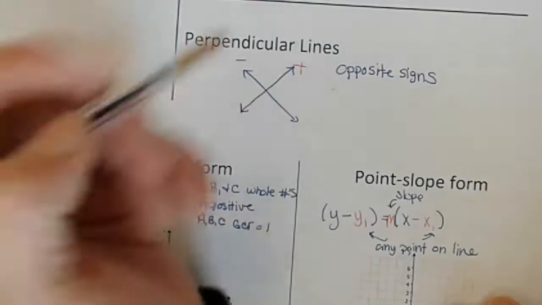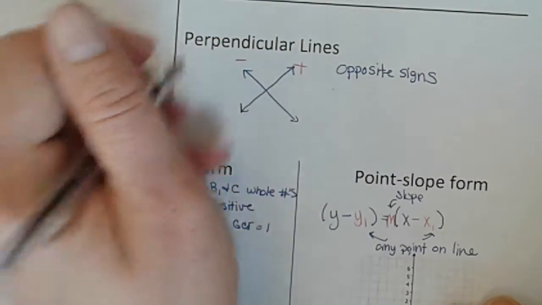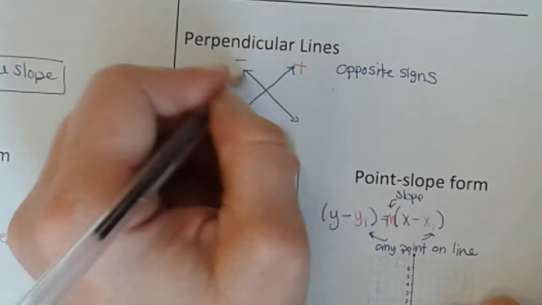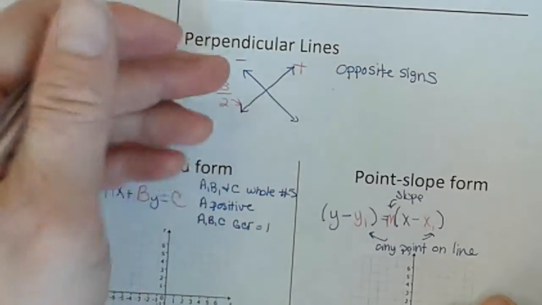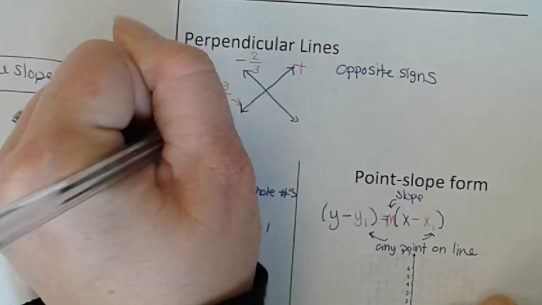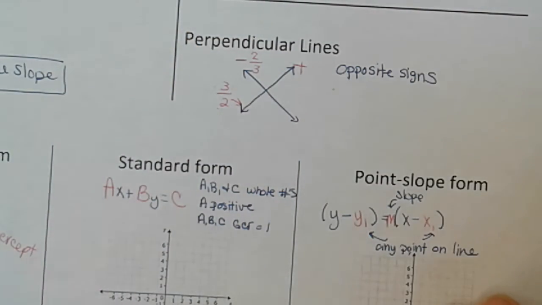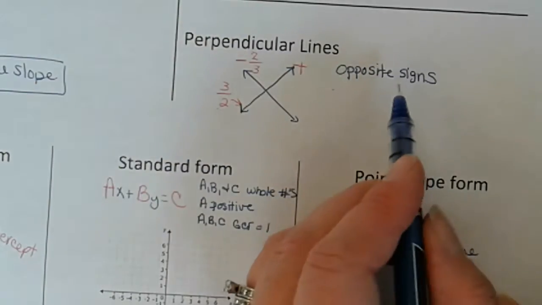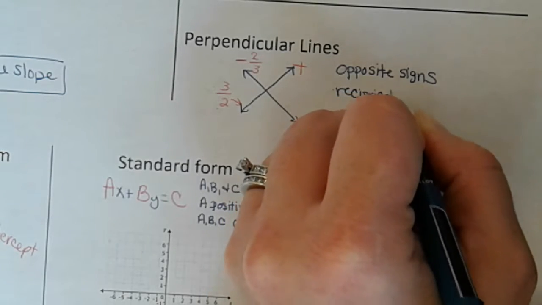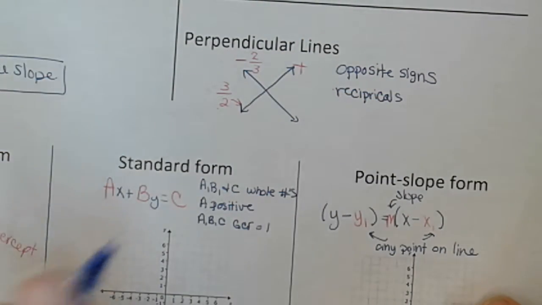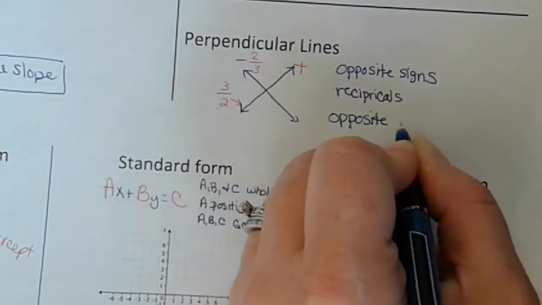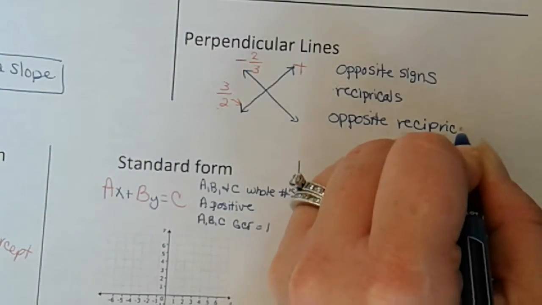And what we also know from math is that if the slope of this one is 3/2, well, this one right here we're going to flip it. We're going to get the reciprocal of it. So we flip it so that whatever was on bottom is now on top, and whatever was on top is now on bottom. So the slopes of perpendicular lines have opposite signs, and they're also reciprocals. So the slopes of perpendicular lines are opposite reciprocals of each other.